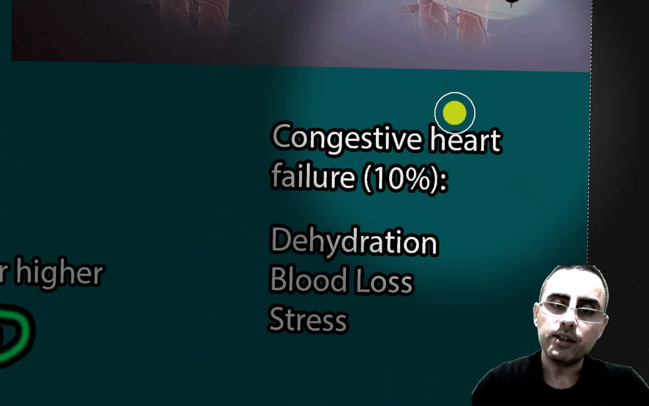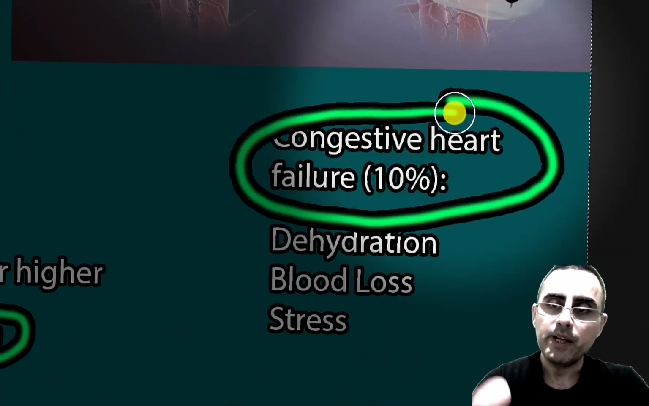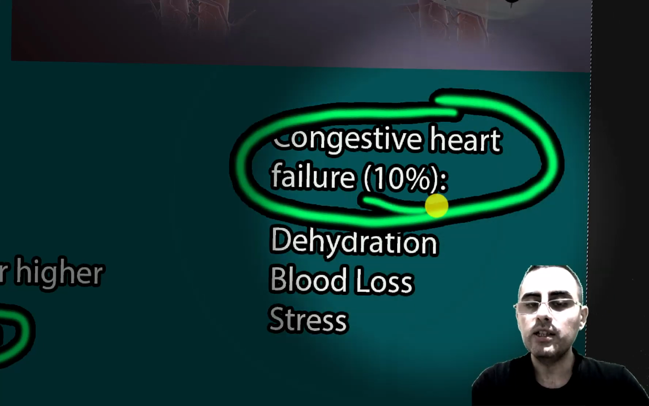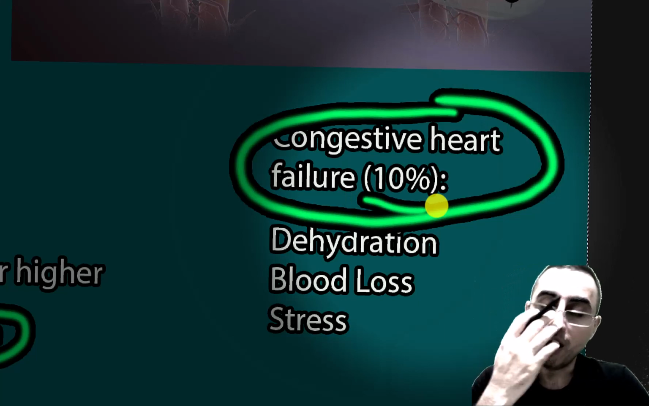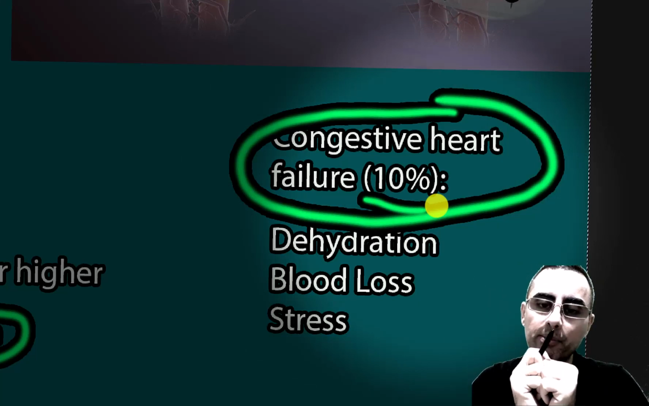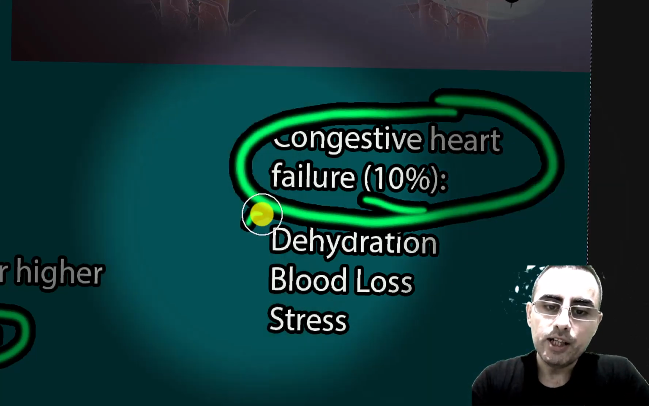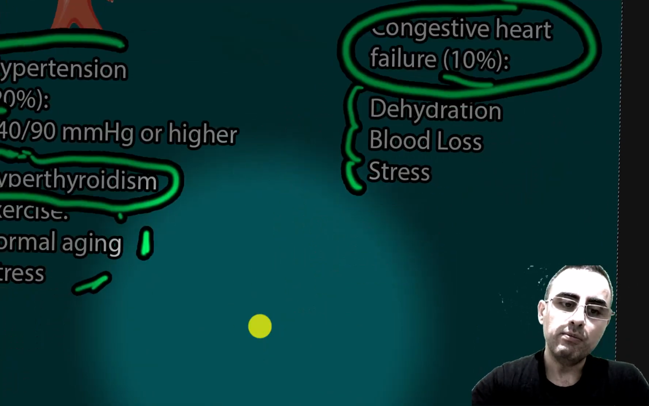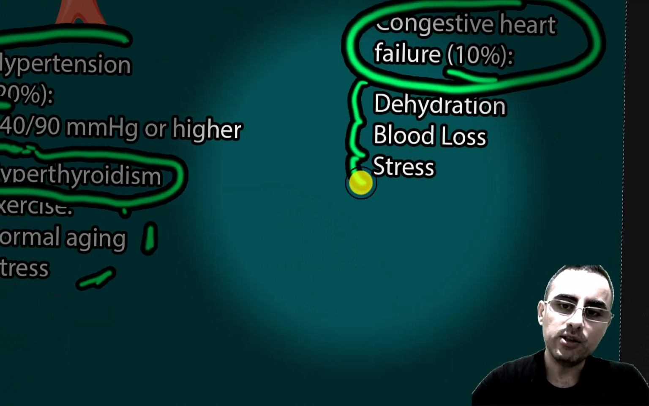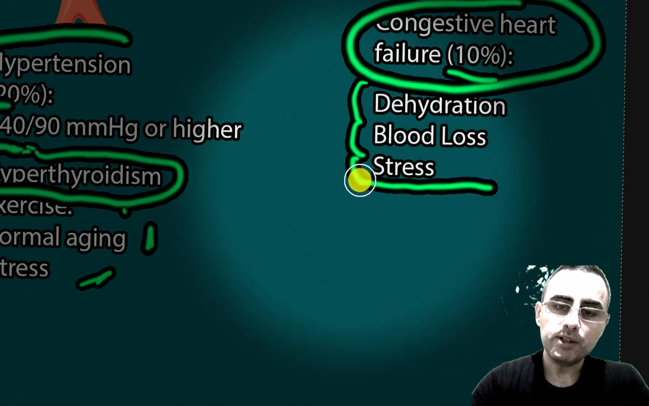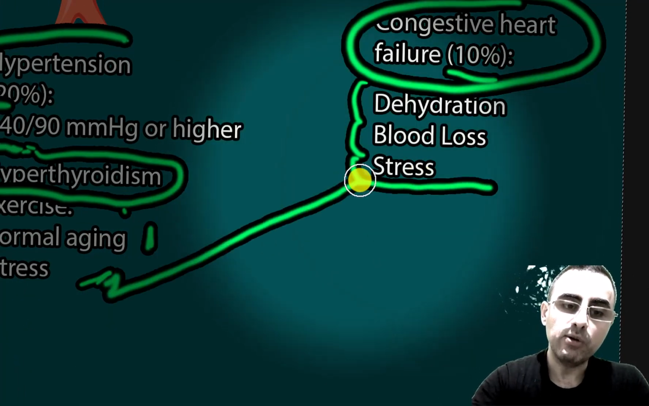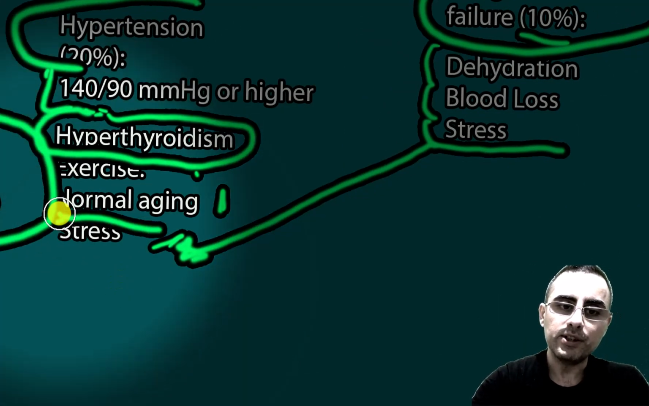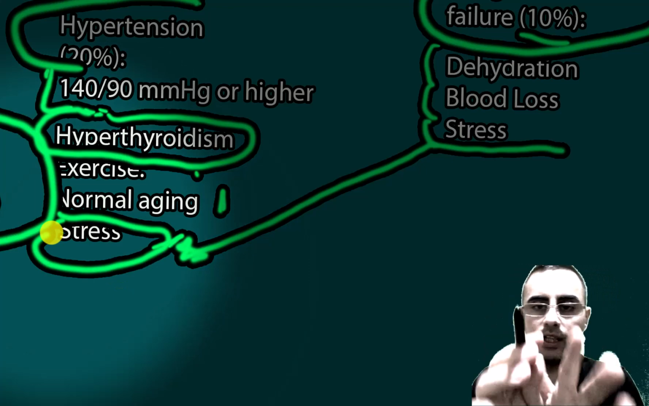And congestive heart failure can also cause narrow pulse pressure in 10% of cases. Congestive heart failure is when the heart is unable to effectively pump blood. Dehydration, blood loss, and stress can also cause narrow pulse pressure. Stress can cause narrow pulse pressure and wide pulse pressure also, but more commonly it causes wide pulse pressure, but it can cause both.